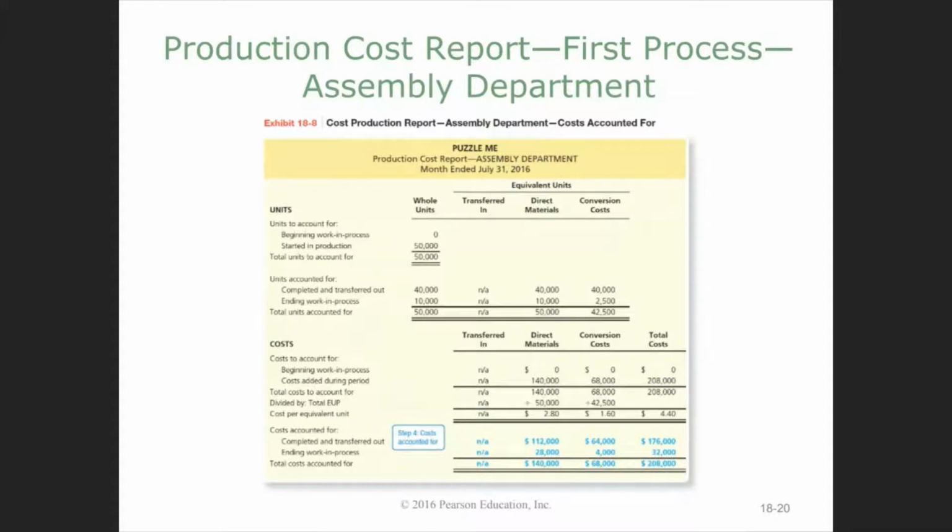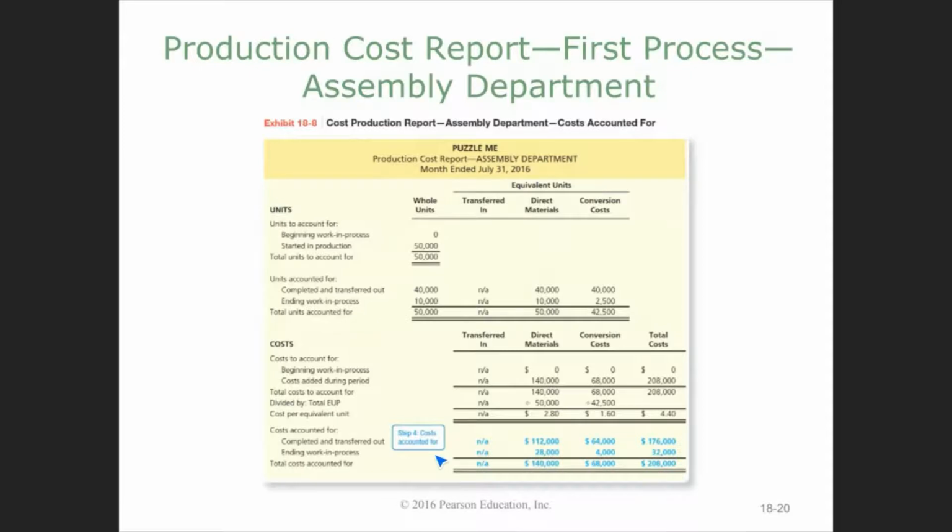All right, so for this one, we've gotten down here. This was our last calculation. So now we're looking at step 4, cost accounted for.